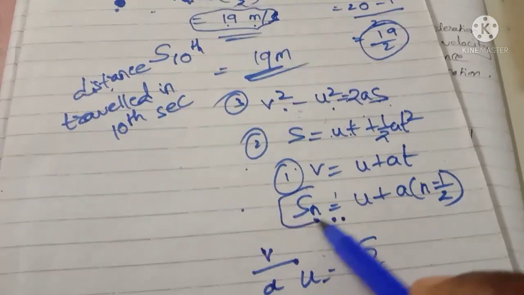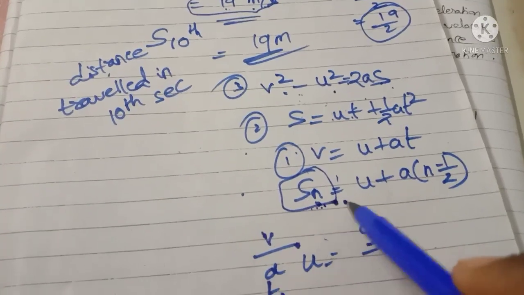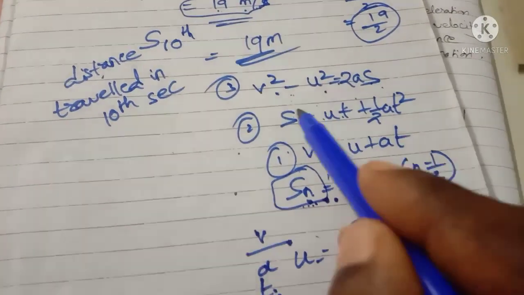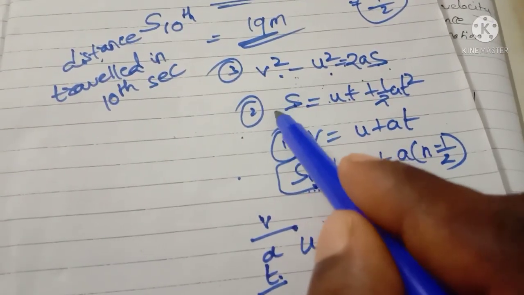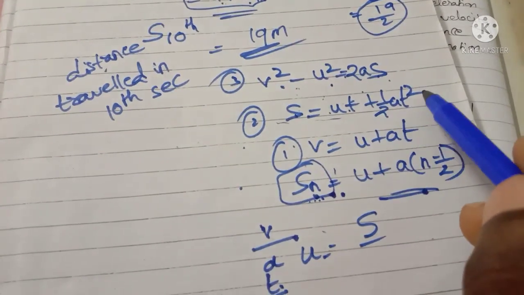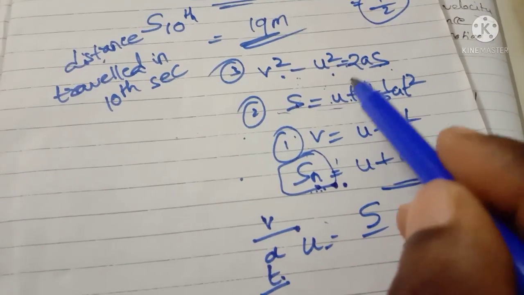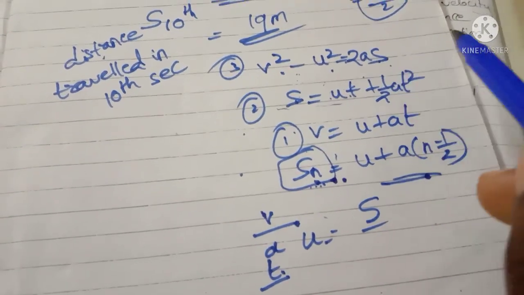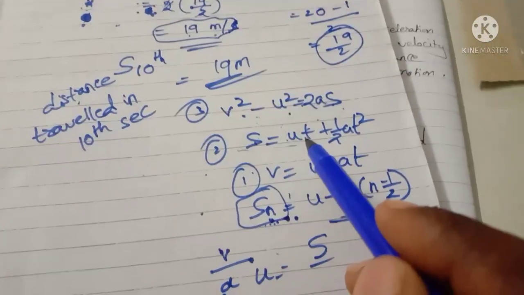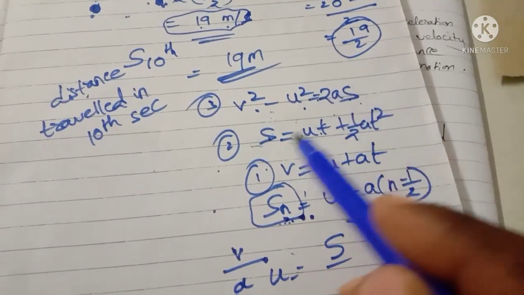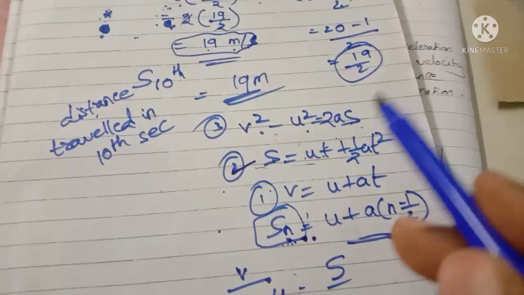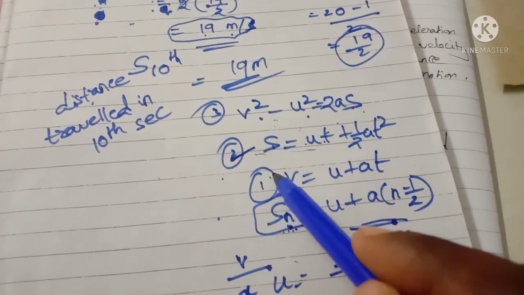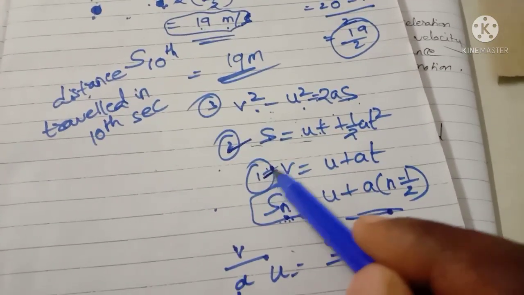If we are asked for a particular second, you will choose this formula. But when do you choose this distance equation? Whenever the question asks for the total distance traveled. If the question is like this, find the distance traveled in 10 seconds or 8 seconds, then you have to use this equation. If he is asking for final velocity, you have to use this.